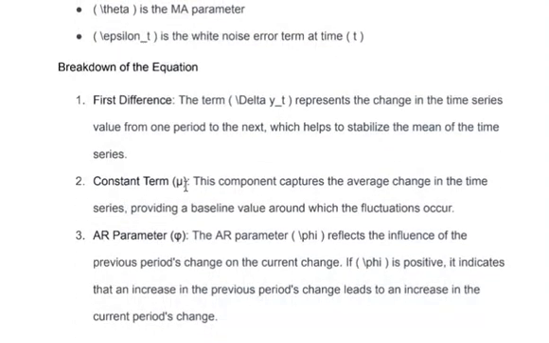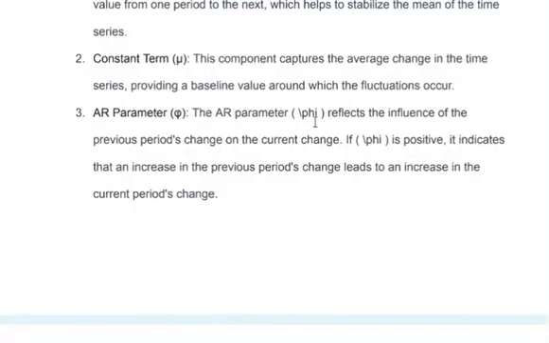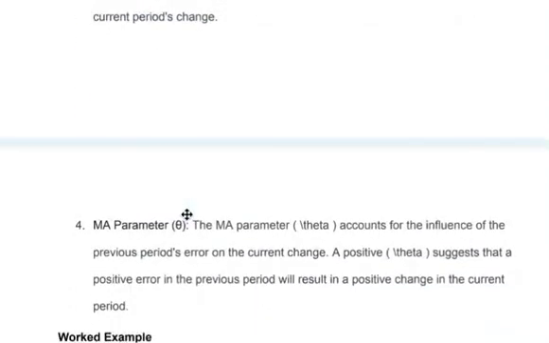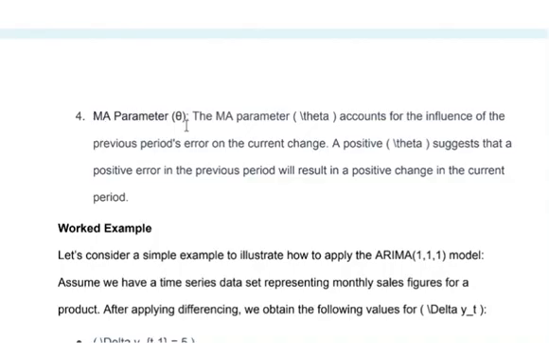Constant term mu: this component captures the average change in the time series, providing a baseline value around which the fluctuations occur. AR parameter, phi: the AR parameter phi reflects the influence of the previous period's change on the current change. If phi is positive, it indicates that an increase in the previous period's change leads to an increase in the current period's change.